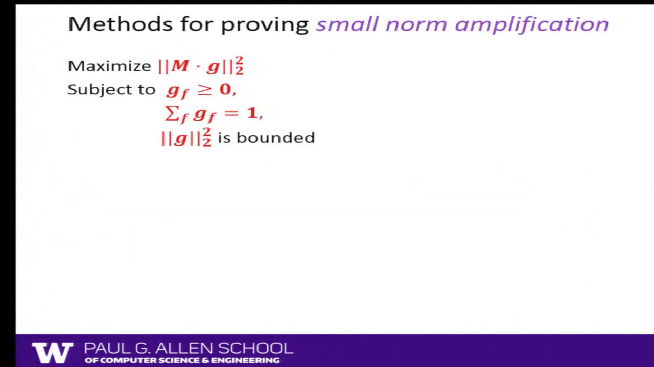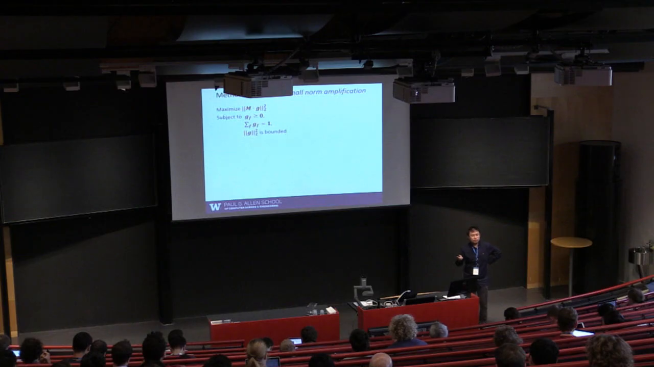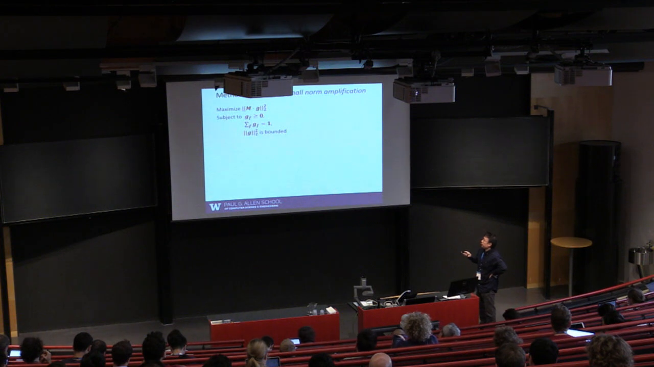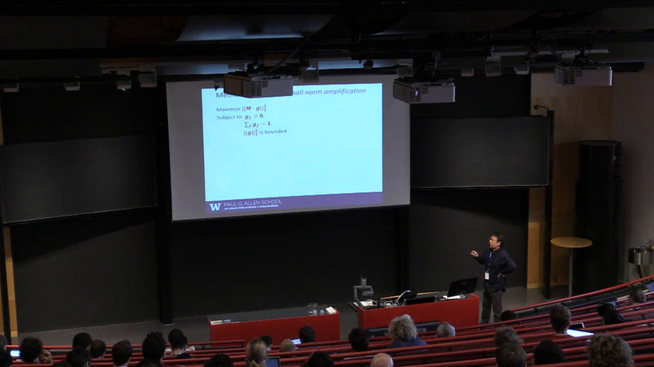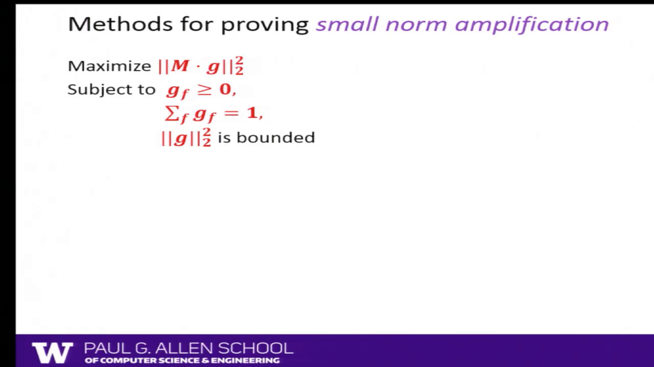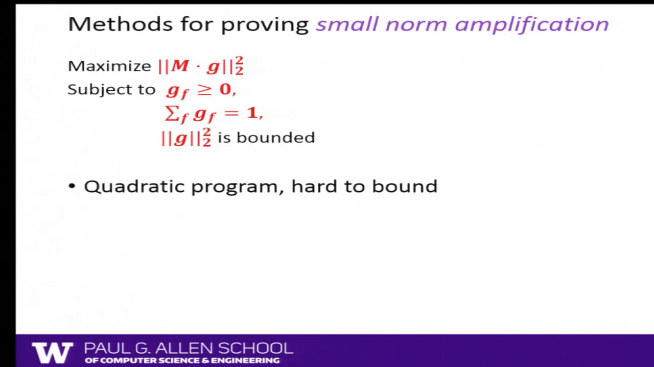Okay, so finally, let me talk about how we can prove this norm amplification for a certain matrix M. We can express this property as this optimization program. We want to maximize the norm squared of M dot G, and the condition is G is a probability vector and the 2-norm of G is bounded. We want to argue that the objective value of this program is small. But this is actually a quadratic program, because we have a quadratic objective and a quadratic constraint. So it is kind of hard to bound.